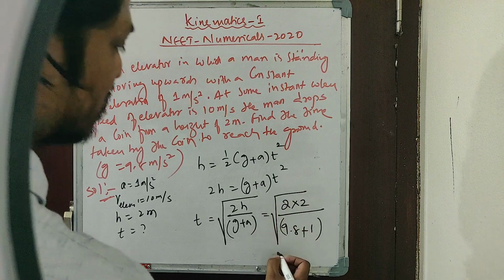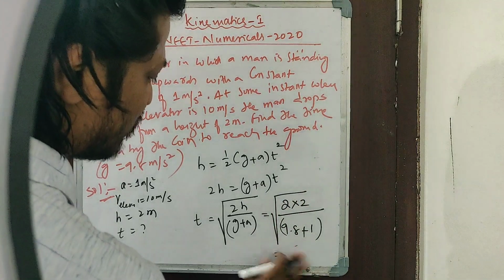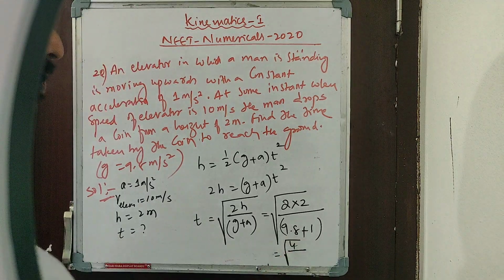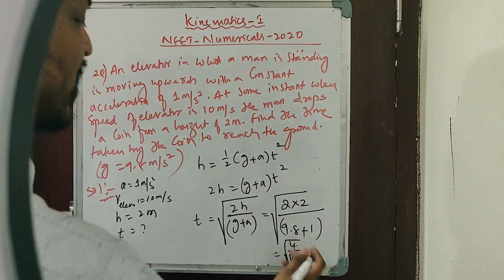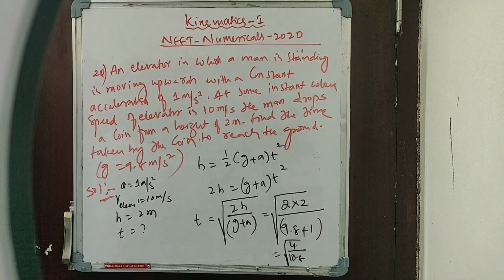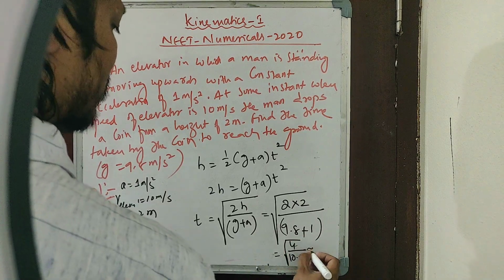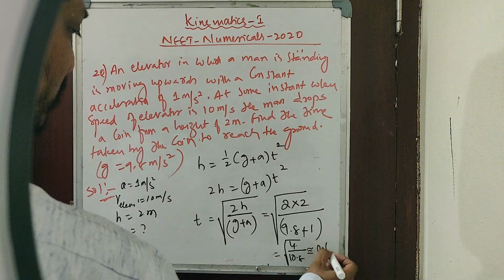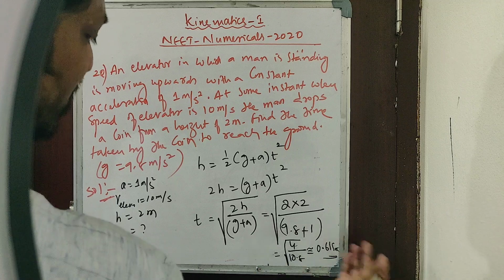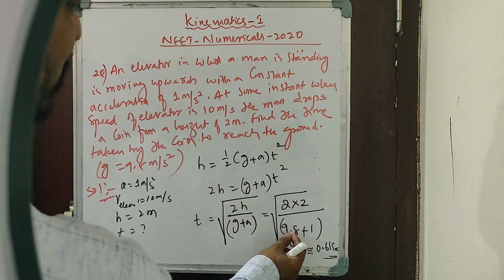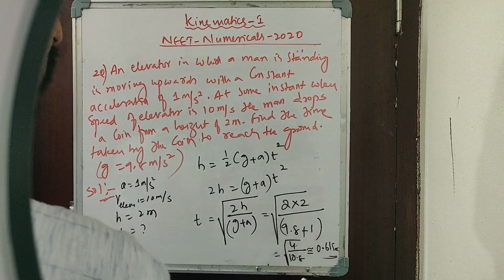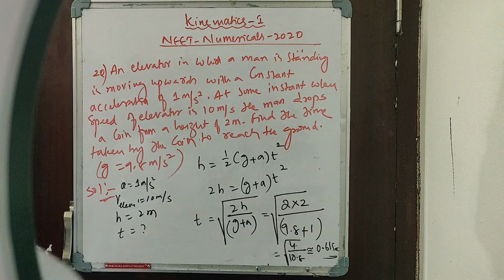So it is 2 into 2, that is the root of 2 into 2 divided by 9.8 plus 1, which is 10.8, or approximately you can take it as 10 also. You can do it, that's not a problem. Approximately, if I am taking this relation, that value comes out to 0.6 somewhat, so 0.61 second. You can see it by rough calculation depending upon the options. I have taken 9.8. You can take it as 10; 10 plus 1 is 11. It is the root of 2 by 11, approximately 0.61 second will be the answer for the given question.